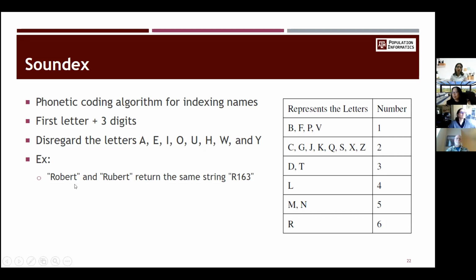For example, for Robert, we get the first letter R. We disregard O. B is 1. We disregard E. R is 6. And T is 3. So the Soundex code is equal to R163. If two names have the same Soundex code, the Soundex distance between them is 0. Otherwise, it is 1.